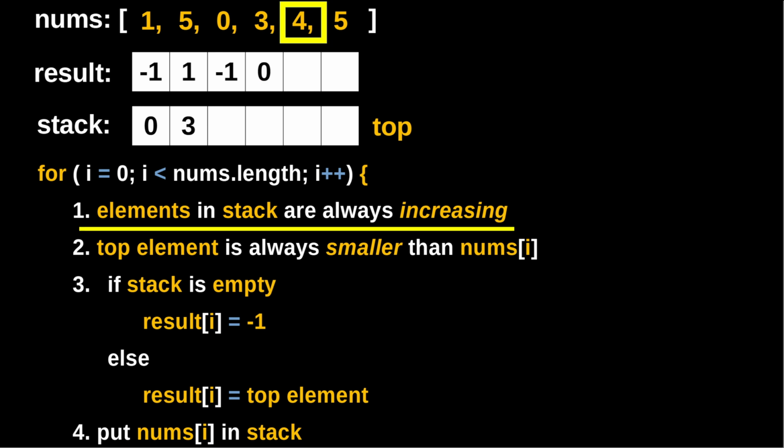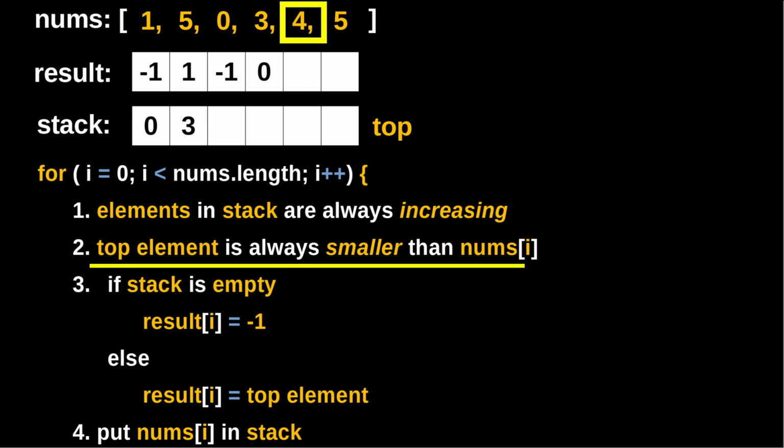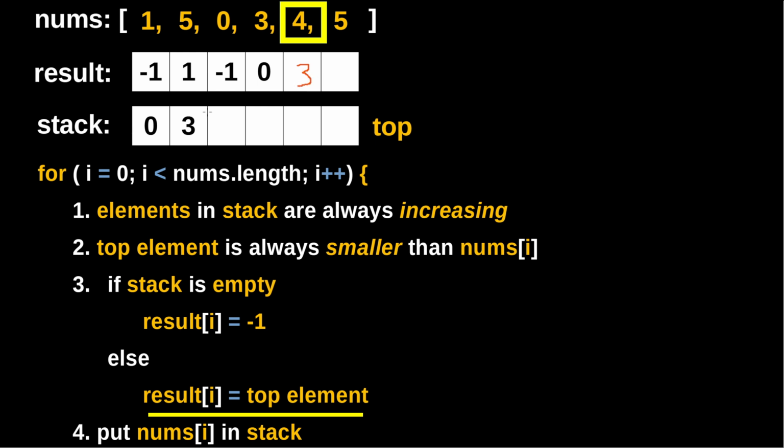Next element is 4. Elements in the stack are always increasing, true. Top element is smaller than nums of I, true. So result of I is the top element, which is 3. And then we put 4 on the stack.